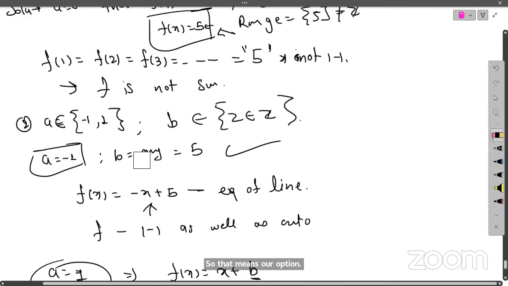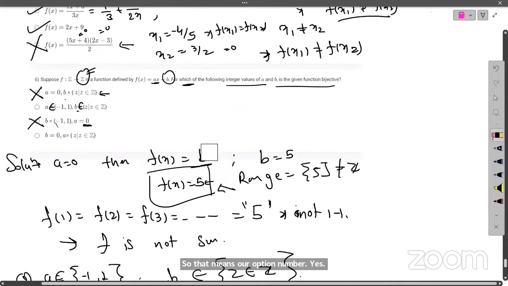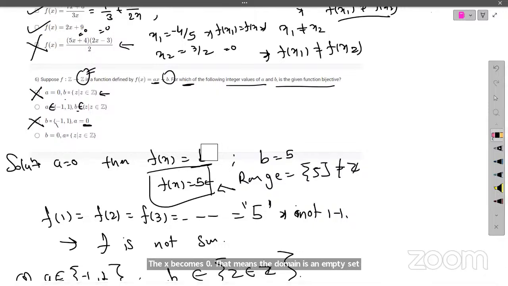For the constant function, the x becomes 0. That means the domain is an empty set. No, domain is not an empty set. You can take any value, but the outcome will be 5 only, right? Because there is no involvement of x. There's no restriction on x, right?